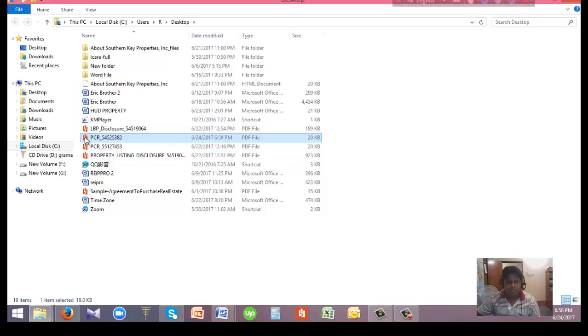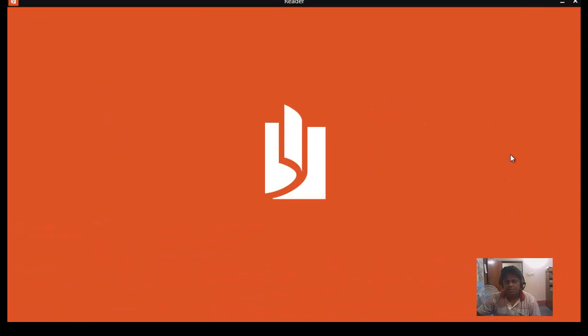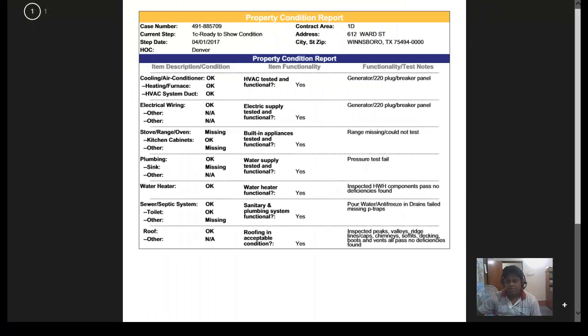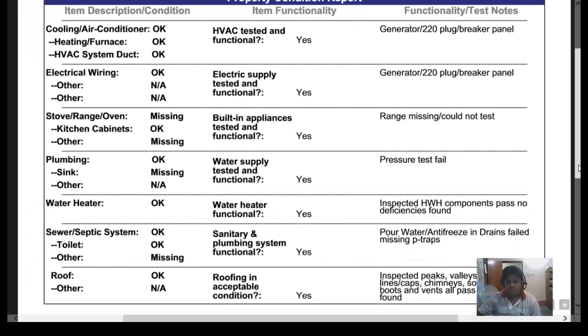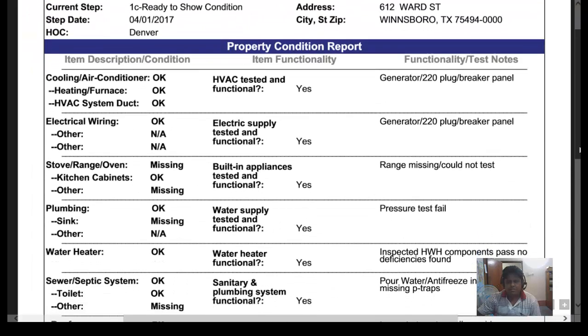we will open this file. Sorry for being late here. Okay, all the features before listing the property are listed here.